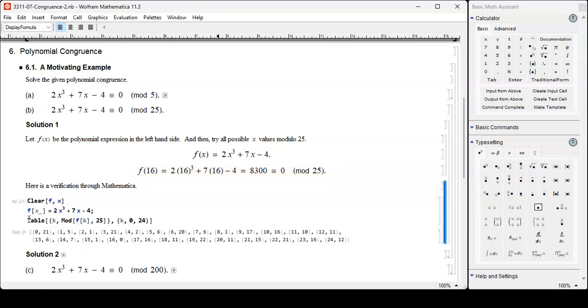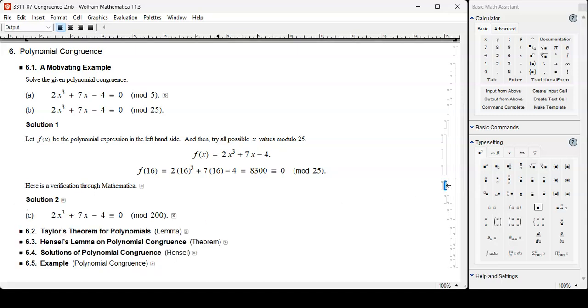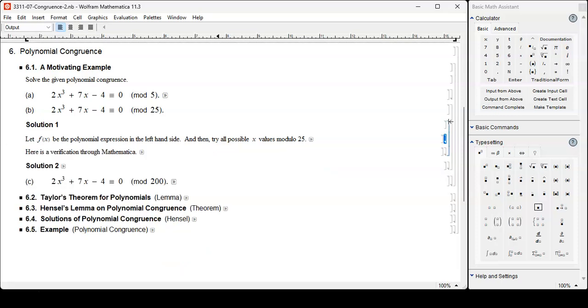And in this table, k is running from 0 to 24, and then the second coordinate is f of k mod 25, so the remainder of f of k when divided by 25. And that's 0 when k is 16, you can see that. Okay, too much for humans, but easy for computers. Still, I'd like to find a little bit more efficient way. A little bit more clever way.